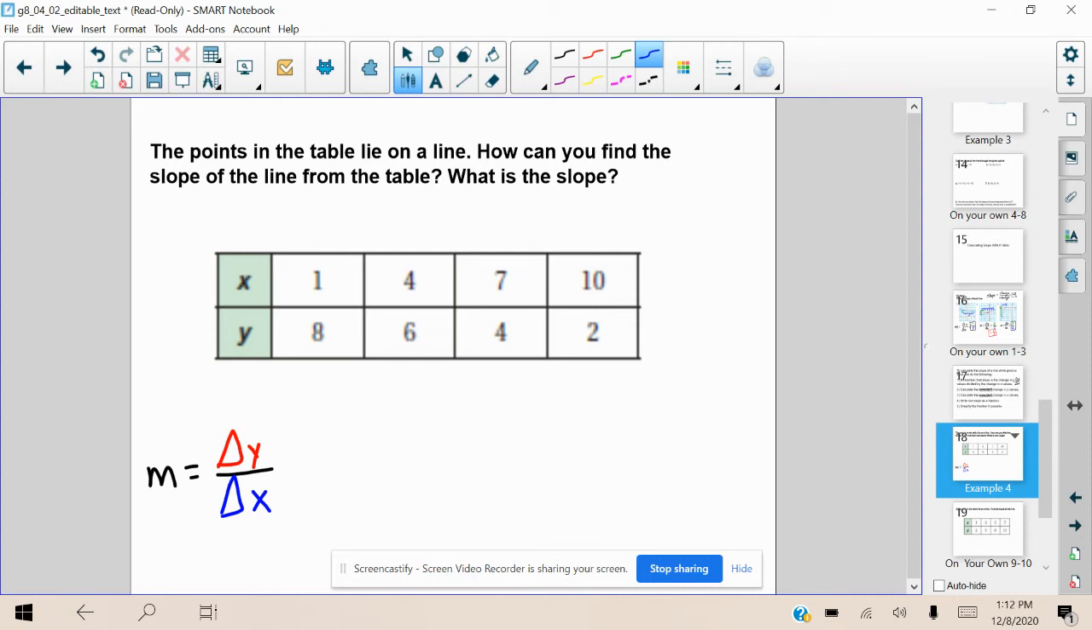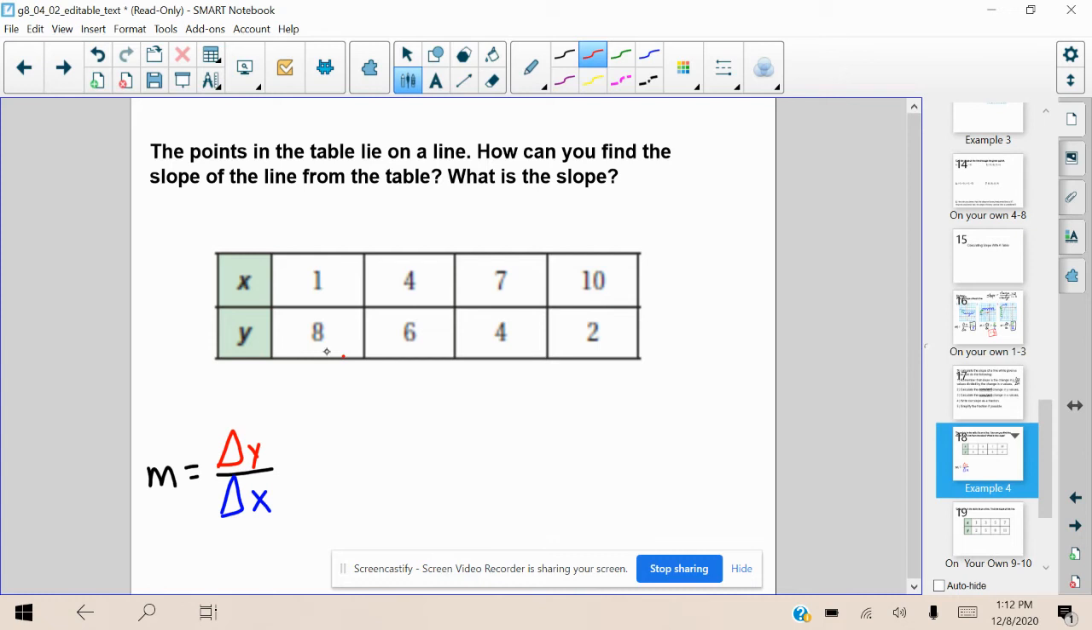So now we want to see what constant value we are changing in our y values. If we look at the table, our x row has values of 1, 4, 7, and 10. The y values have values of 8, 6, 4, and 2. We want to calculate what that constant change in the y values is, and then calculate the constant change in the x values and write it as a fraction.